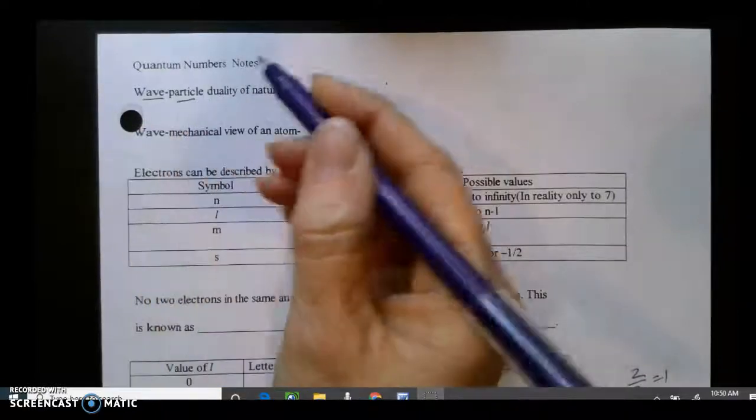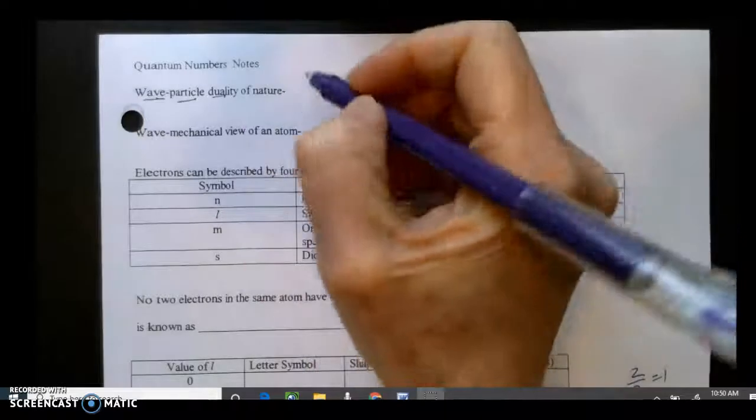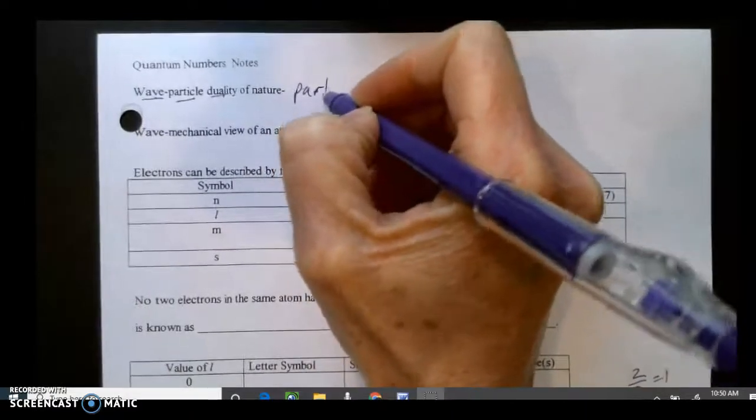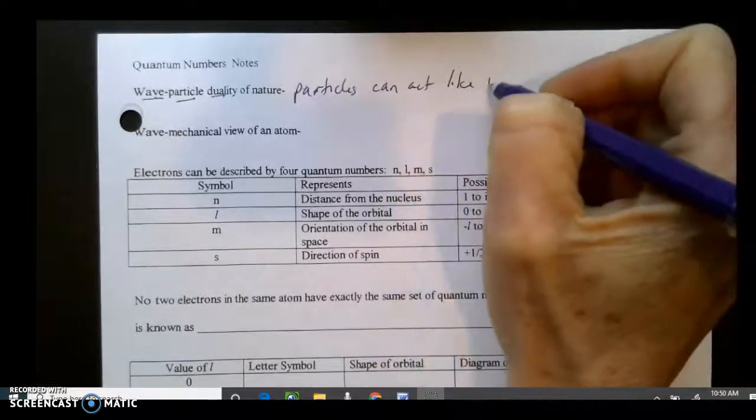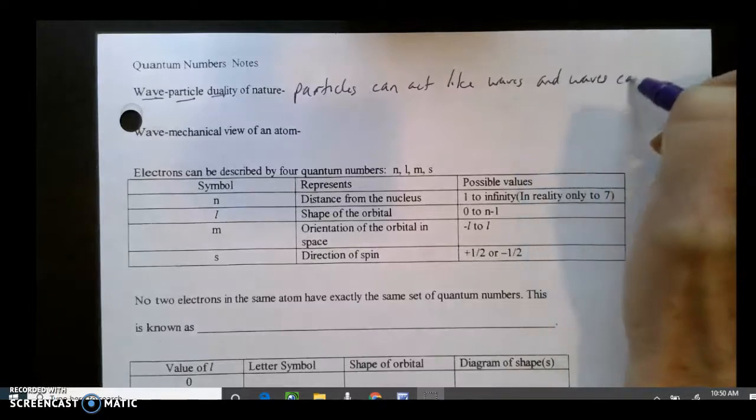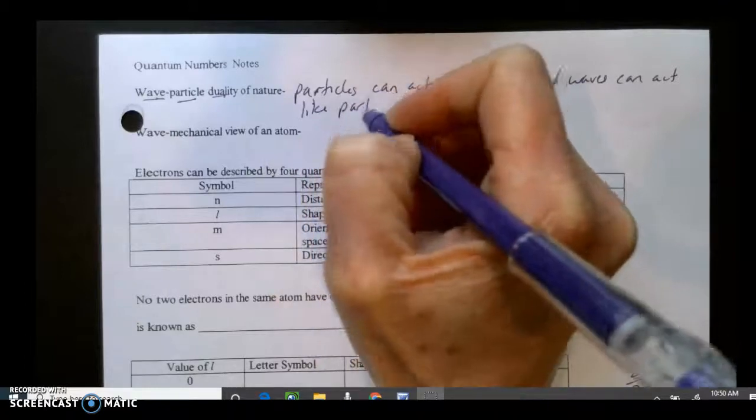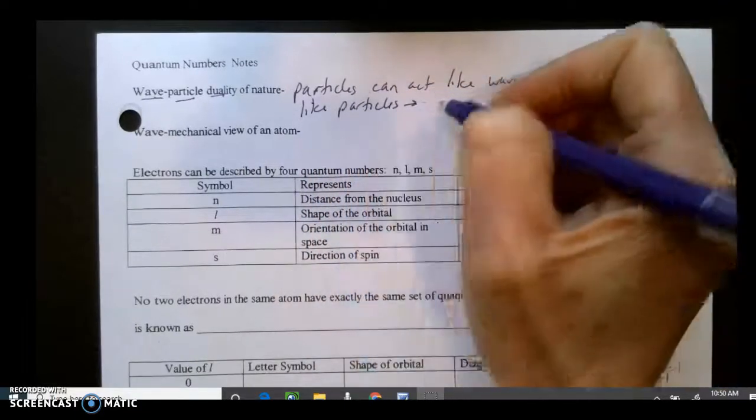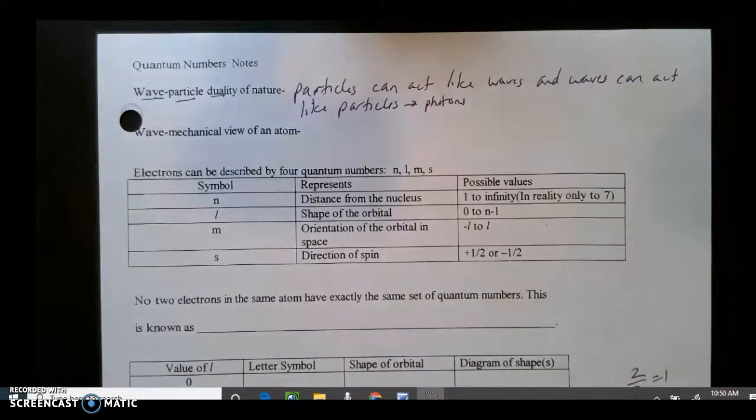So wave-particle duality. Waves, particles, and duality put together means particles can act like waves, and waves can act like particles. Okay, and you already saw this idea. Photons is the particle nature of light, where light sort of bundles together and works as a unit. So that's the particle nature of light.